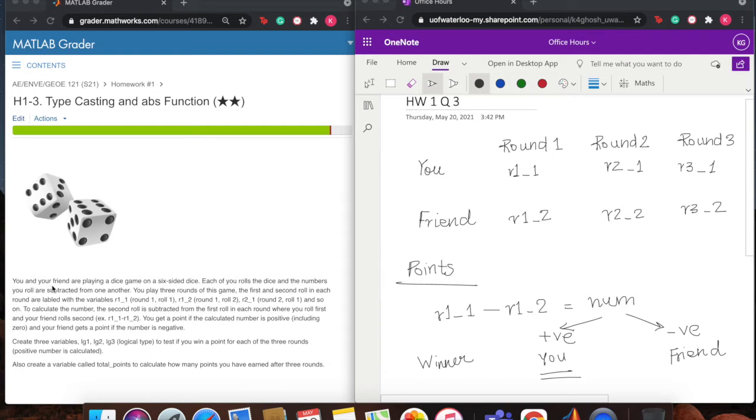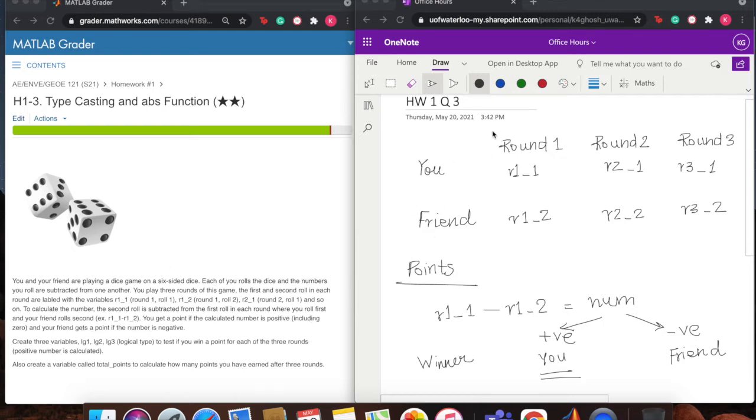You and your friend are playing a game of dice on a 6-sided dice, so that's a regular dice. Each of you rolls the dice and the numbers you roll are subtracted from one another. You play 3 rounds of this game. The first and second roll in each round are labeled with the variables R1_1, round 1, roll 1, R1_2, round 1, roll 2, R2_1, round 2, roll 1, and so on. To calculate the number, the second roll is subtracted from the first roll in each round, where you roll first and your friend rolls second.